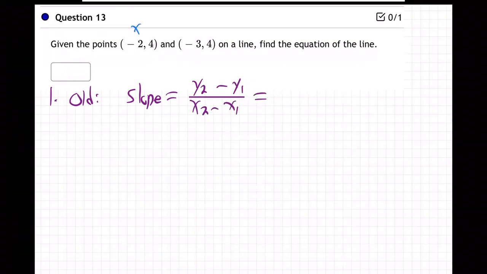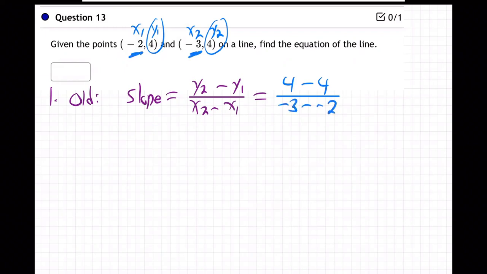So this is what we mean. This is x1, y1, x2, y2. So we say, okay, y2 minus y1 over x2 minus x1, minus 3 minus 2. So you see that? We have the 2 y values on the top, the 2 x values on the bottom. And so this is 0.